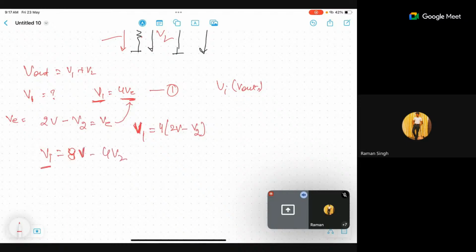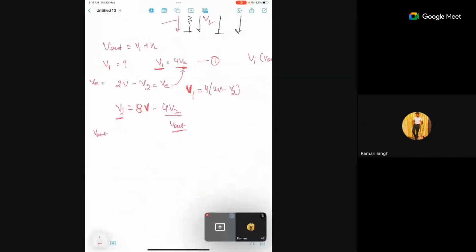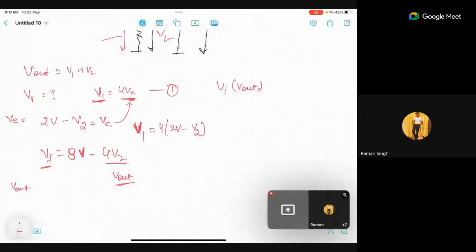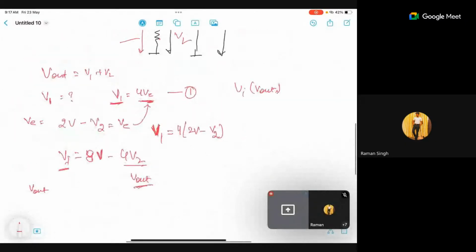Now V1 is in terms of V out, and V2 is in terms of V out. So when you put V1 and V2 in terms of V out, you can easily calculate the V out. Why? Because only one unknown parameter is there, V out. Okay? Yes, sir.